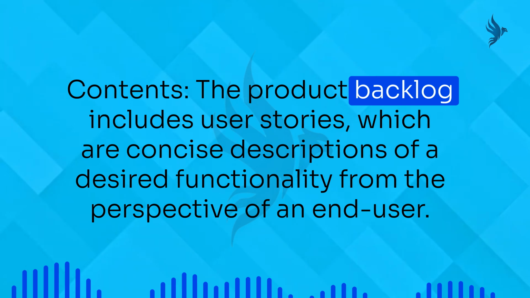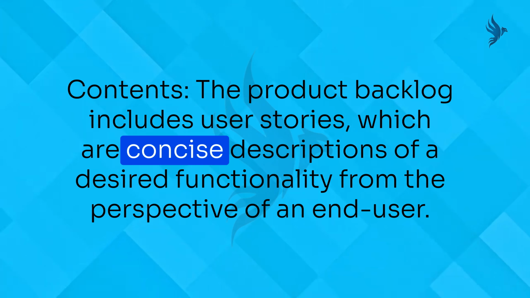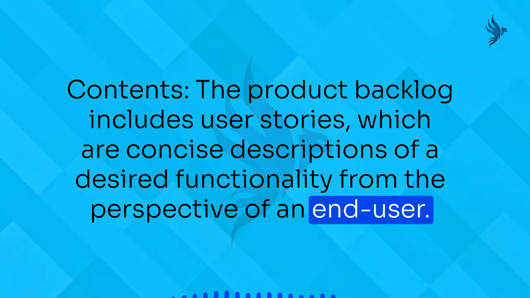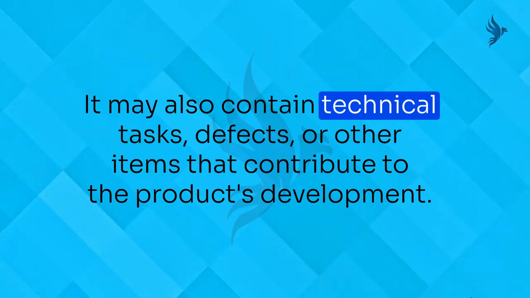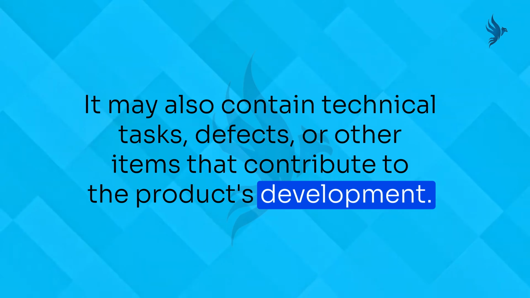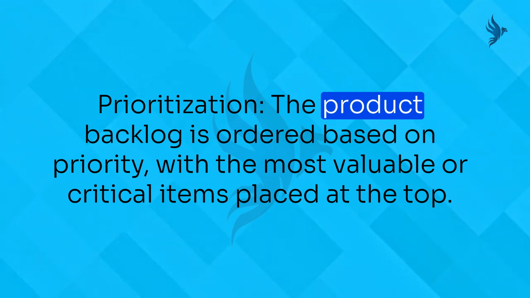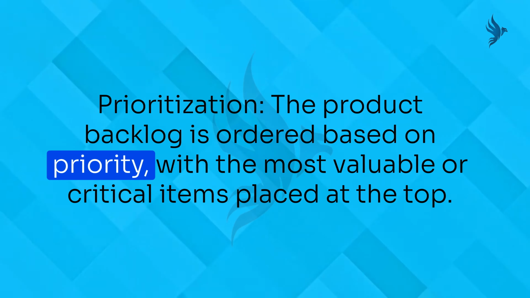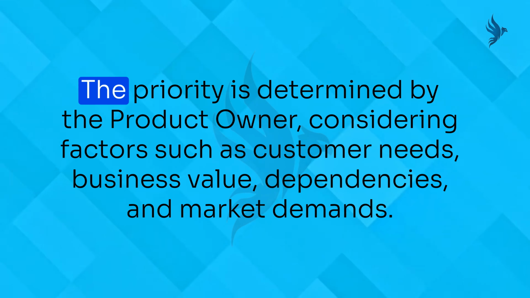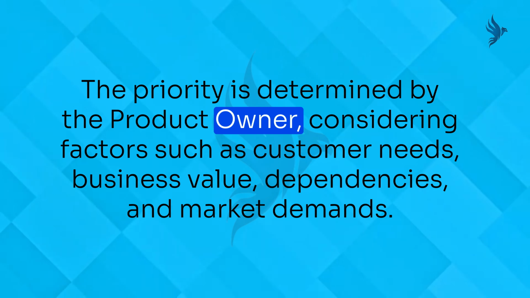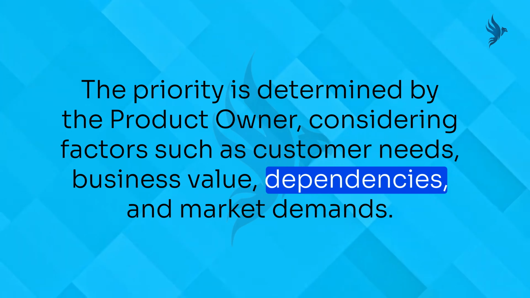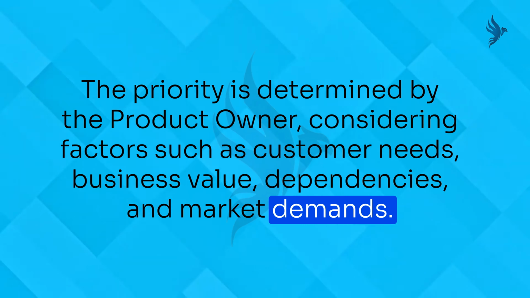Content: the product backlog includes user stories, which are concise descriptions of a desired functionality from the perspective of an end user. It may also contain technical tasks, defects, or other items that contribute to the product's development. Prioritization: the product backlog is ordered based on priority, with the most valuable or critical items placed at the top. The priority is determined by the product owner, considering factors such as customer needs, business value, dependencies, and market demands.